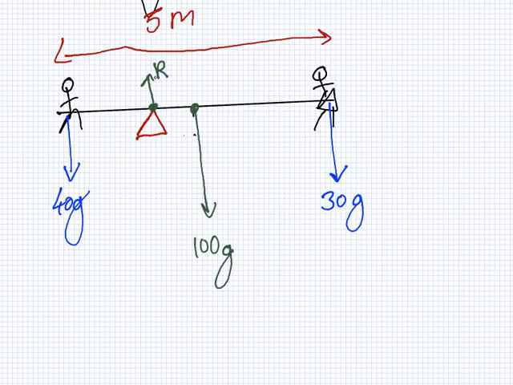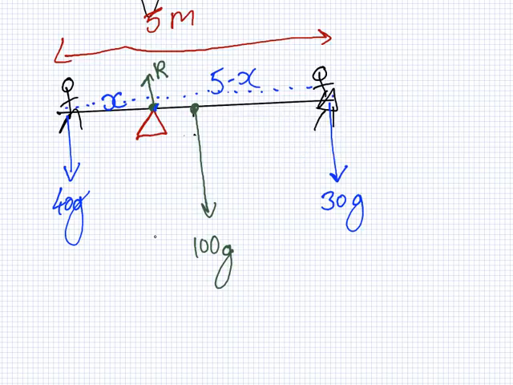So there are 4 forces. If this distance here is x, then how much is it from here to the girl? Y minus X. If that's x, how much is this one? 5 minus x.